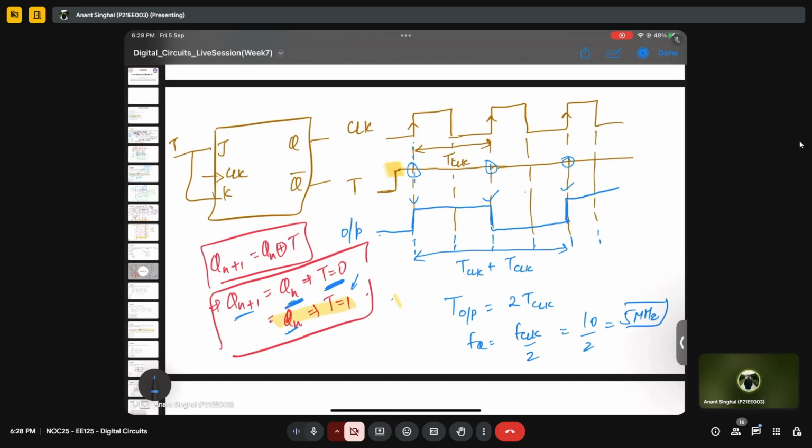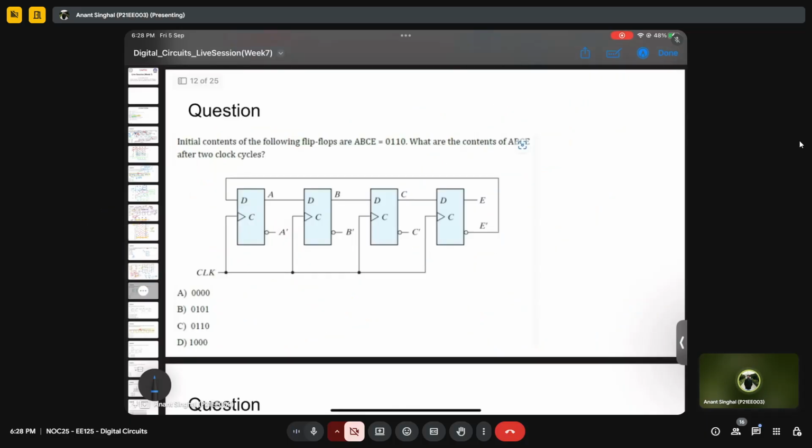Is it clear to everyone? Okay, great. So I think we can move to the next problem now, where the initial content of ABCE is something like 0 1 1 0. It is asking what the contents of ABC are after 2 clock cycles. I think we have done a lot now, and you will be able to do it.